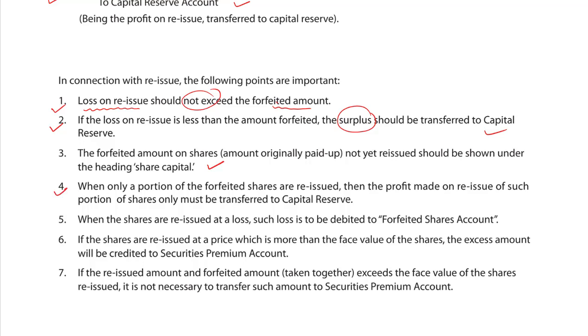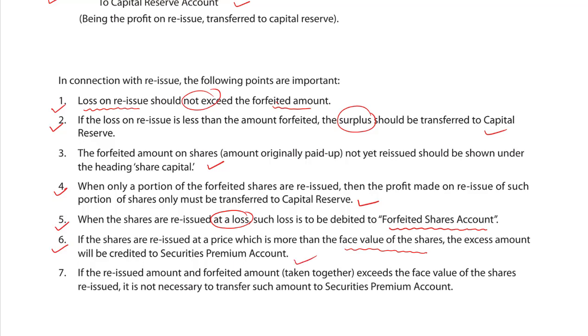When only a portion of the forfeited shares are reissued, then the profit made on reissue of such portion of shares only must be transferred to capital reserve. When the shares are reissued at a loss, such loss is debited to forfeited shares account. If the shares are reissued at a price which is more than the face value of the share, the excess amount will be credited to securities premium account.